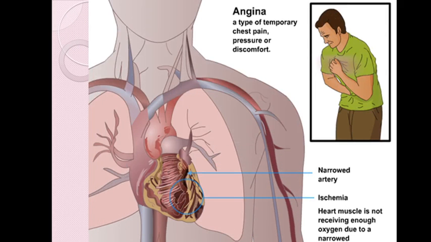Okay, let's start with the angina. Patients coming to the clinic having angina. So what is angina? Angina is a type of temporary chest pain, pressure, or discomfort. The patient will feel pain on the chest. It is due to the narrowed artery, and what happens is ischemia. The heart muscle is not receiving enough oxygen due to the narrowed coronary artery. So this is angina.